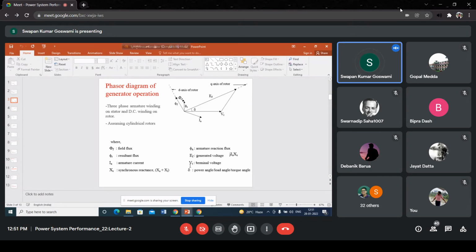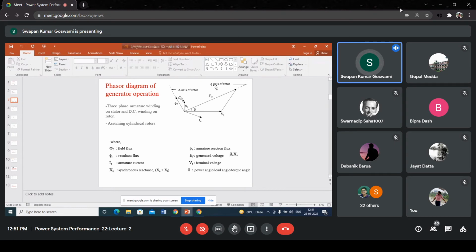Delta is the angle difference between the induced EMF and the terminal voltage. This delta is sometimes called power angle. It is also called the load angle, or sometimes it is also referred to as the torque angle. So torque angle, power angle, load angle, it has different names, and that angle is basically the angle between the induced EMF and terminal voltage. So this is the phasor diagram.